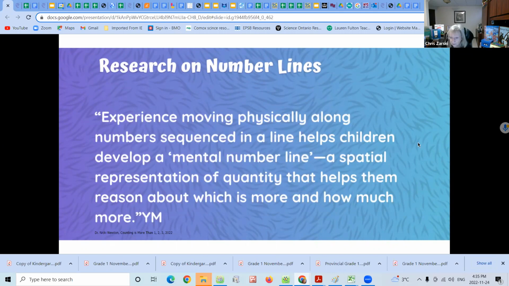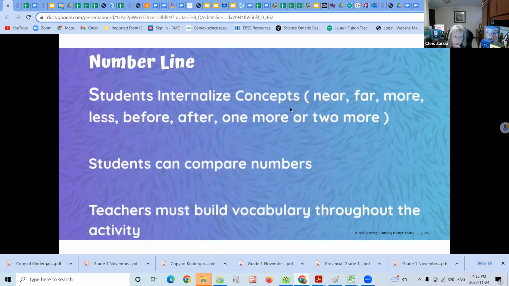So money using them. We could use them with Cuisenaire rods, and I'll show you that in just a second. So concepts like near, far, before, after, what number comes 2 after, what number comes 5 before. All of those questions, I can easily do with a number line. And skip counting by 2s, by 5s, by 10s, absolutely can do that with a number line.